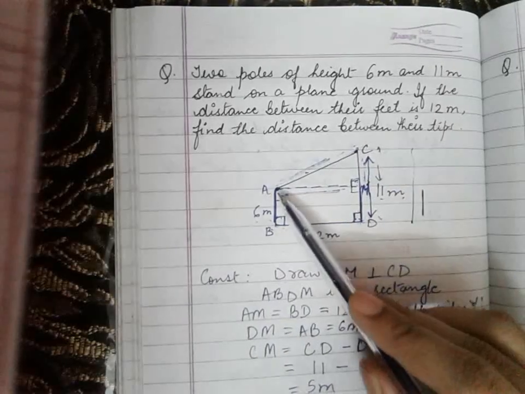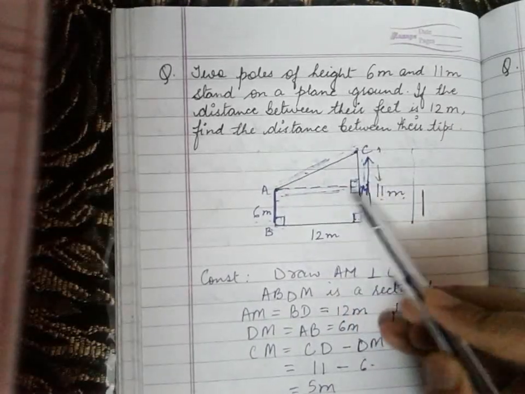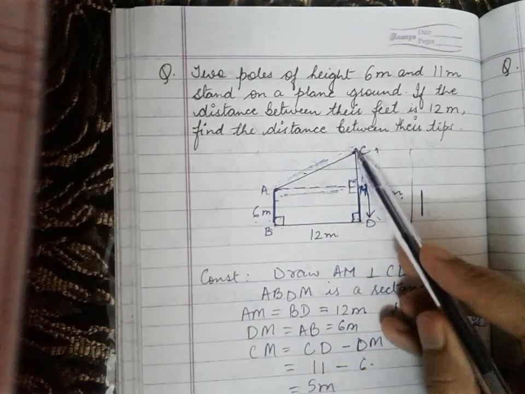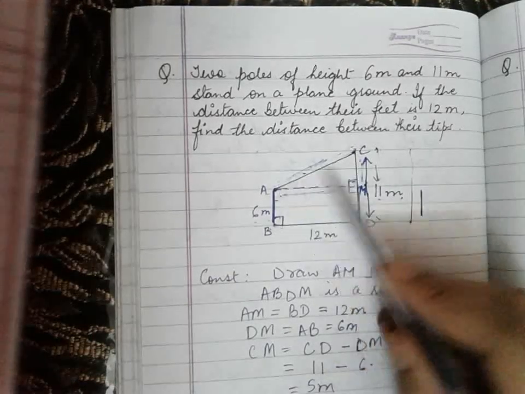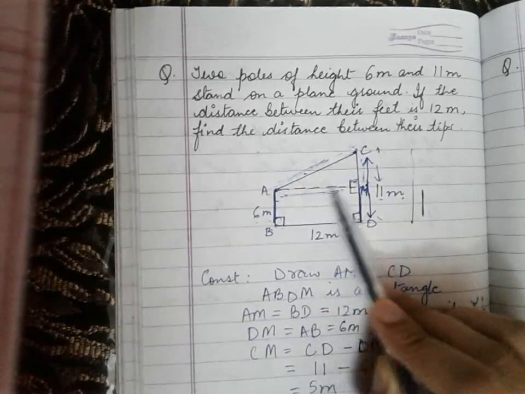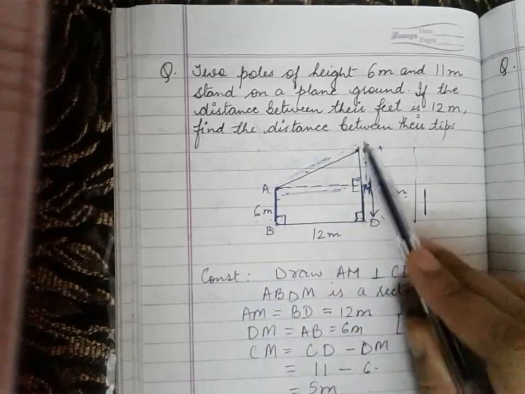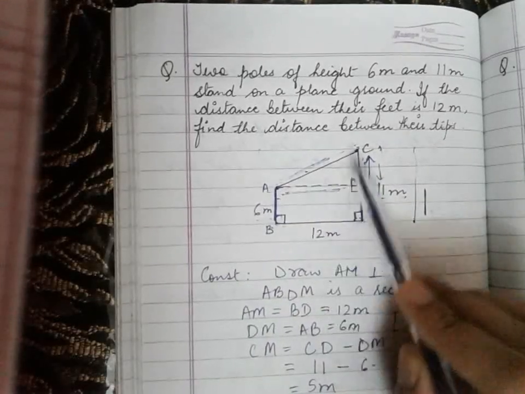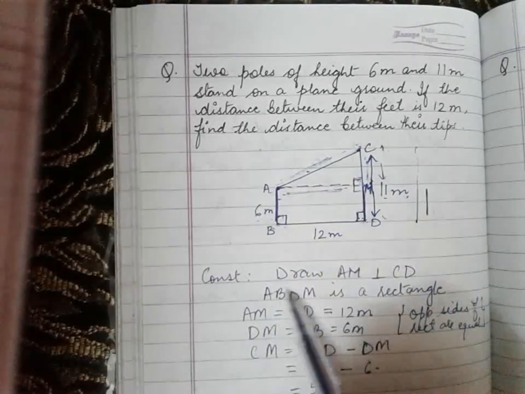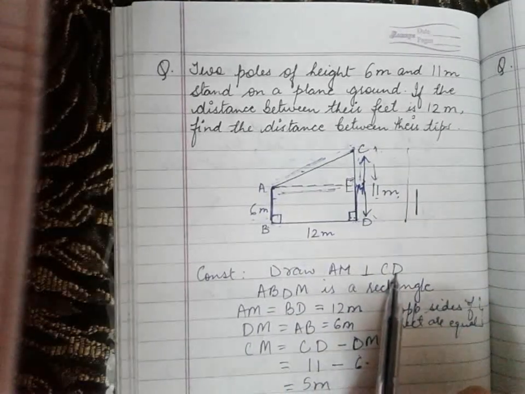Now, the first step will be drawing a triangle, because if I get some right angle triangle, I'll be able to apply Pythagoras theorem and find AC. So what was the first step? Draw AM perpendicular to CD. This AM is the construction. This whole figure I have already drawn, the figure was not given. But the construction which I have done is draw AM perpendicular to CD.